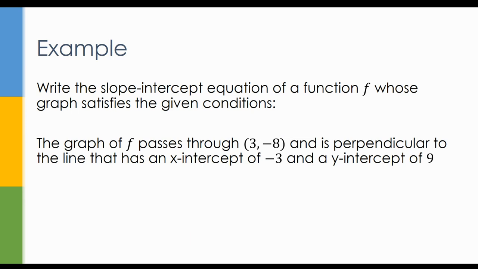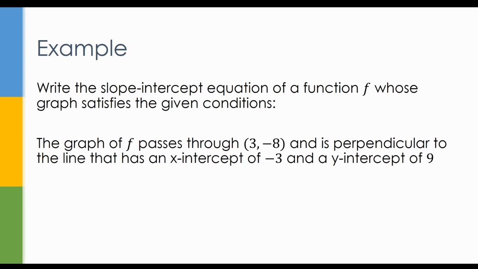All right, so here's another one. We're going to write the slope-intercept equation of a function f satisfying the given equation. It says the graph of f passes through the point (3, -8), perpendicular to the line that has an x-intercept of -3 and a y-intercept of 9.